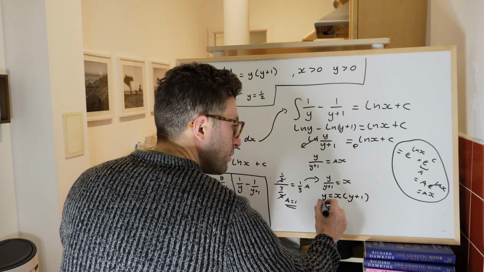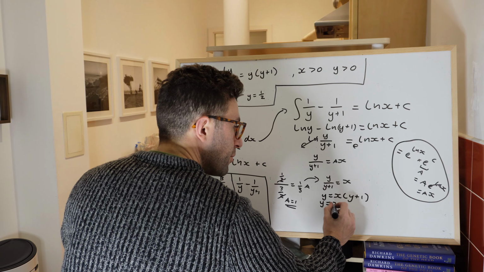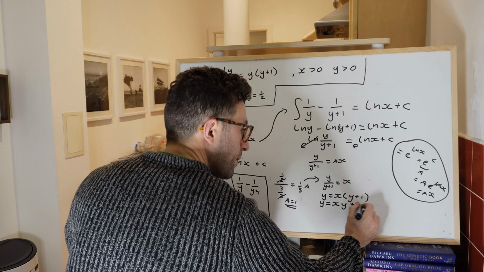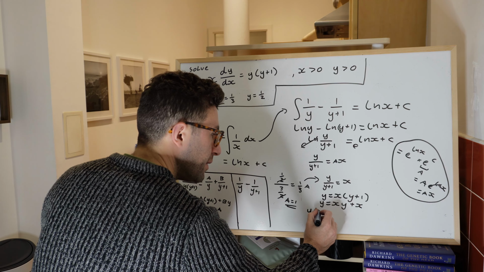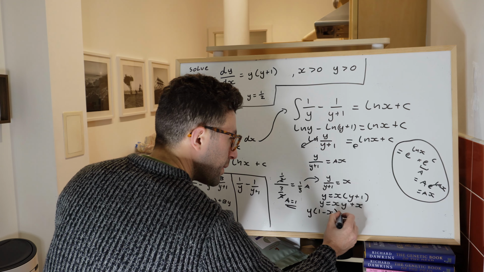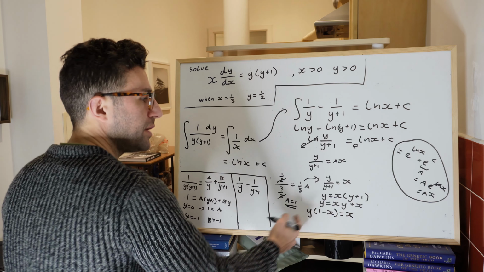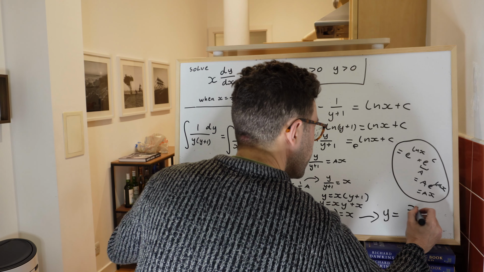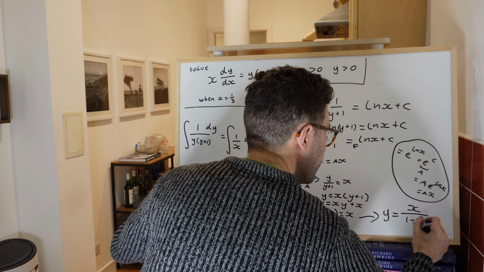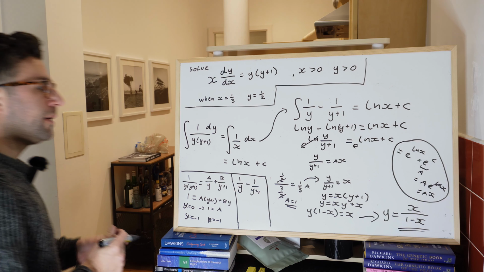I'll just do this and then I'll do a quick recap of the whole question. There you go. Bring that over to the left and pull out the y at the same time. And then just divide it through and you get y equals x over 1 minus x as your final answer. Turbo recap.